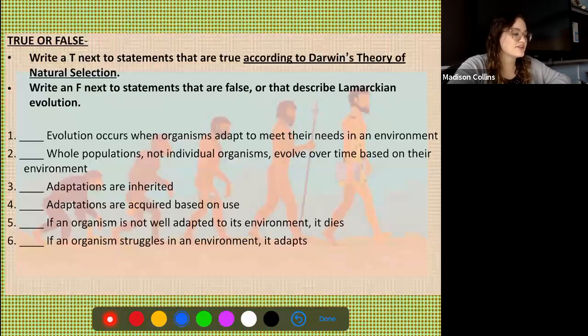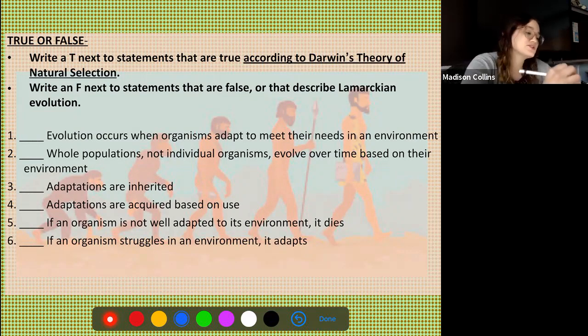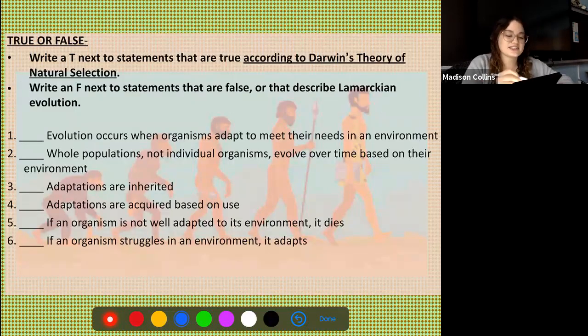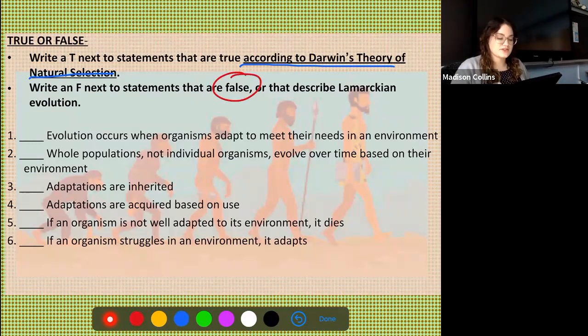All right, the very last thing we're going to do today is some true or false statements. So we're going to read through some statements together. And I want you guys to write a T next to statements that are true according to Darwin's theory of natural selection. And I want you to write an F next to statements that are false or that describe Lamarckian evolution. Right, so T for true, F for false.